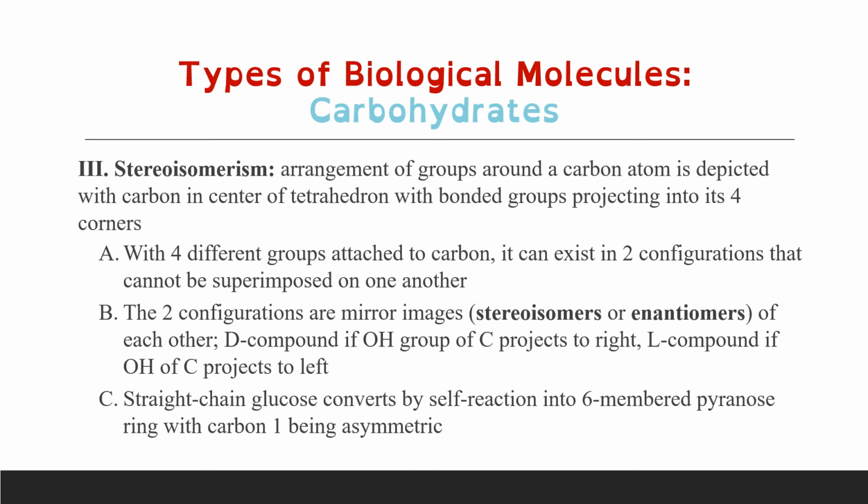So if the hydroxyl group of a carbon projects to the right, the aldose is a D sugar. But if it projects to the left, it is what you call an L sugar. So straight chain glucose converts by self-reaction into a six-membered pyranose ring with carbon 1 being asymmetric.